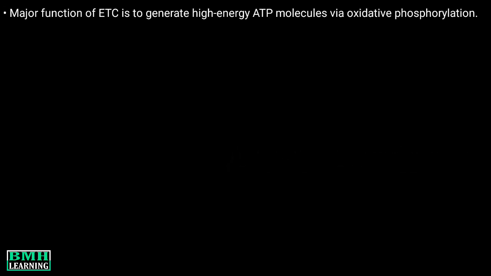In this video, I'm going to talk about ADP-ATP translocase. The major function of the electron transport chain is to generate high energy ATP molecules via oxidative phosphorylation. But two conditions need to be fulfilled for this process to be continuous and efficient.